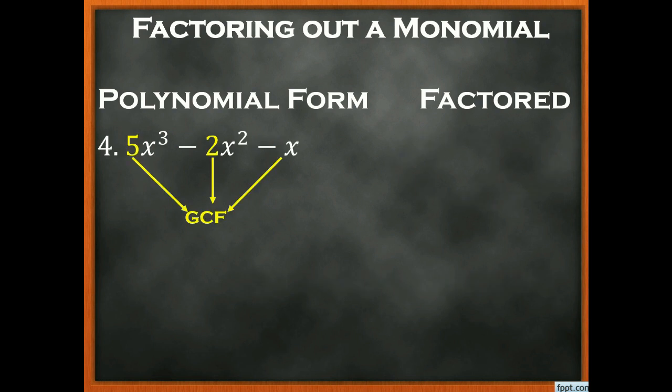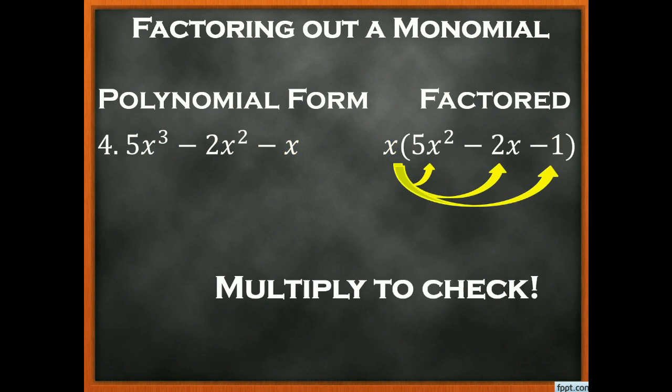Next, GCF of the numbers. We only have 1. And the GCF of the variables is x. And then we divide 5x cubed by x. The answer is 5x squared. Negative 2x squared divided by x. The answer is negative 2x. Last, negative x divided by x is negative 1. To check, again, you have to multiply.